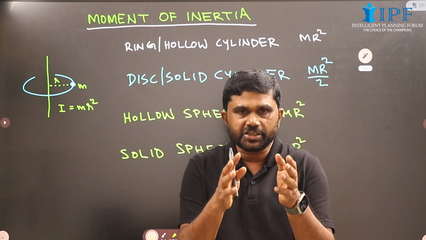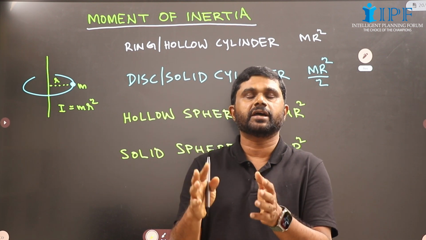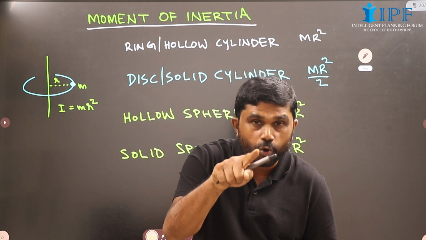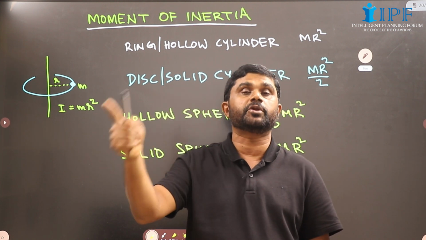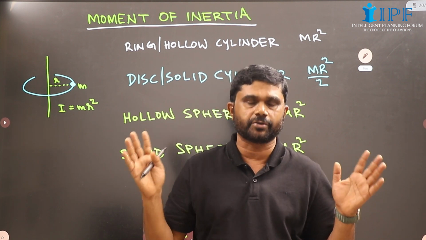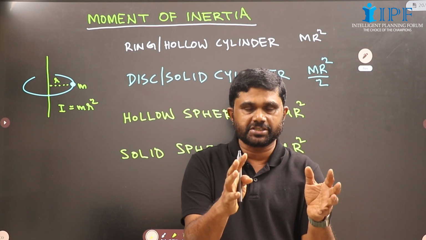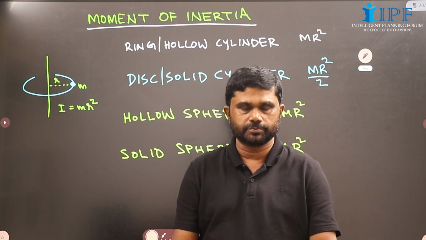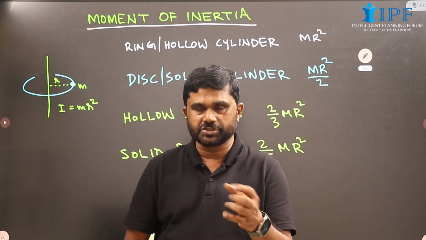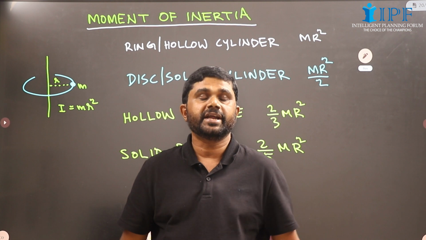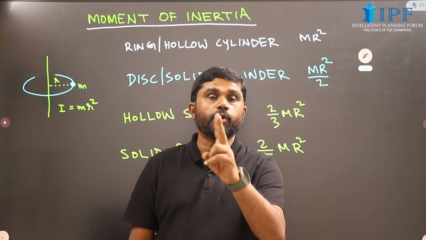So the moment of inertia of a ring is mr square and that of a disc is mr square by 2. The moment of inertia of a hollow cylinder is the same as that of a ring, so it is mr square, and the moment of inertia of a solid cylinder is the same as that of a disc, mr square by 2. Now we have got 4 bodies: ring, disc, hollow cylinder, solid cylinder. Next we have to know 2 more bodies.